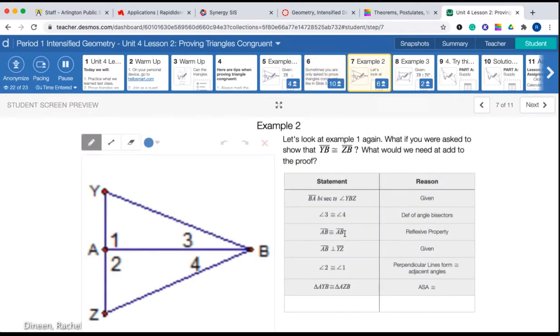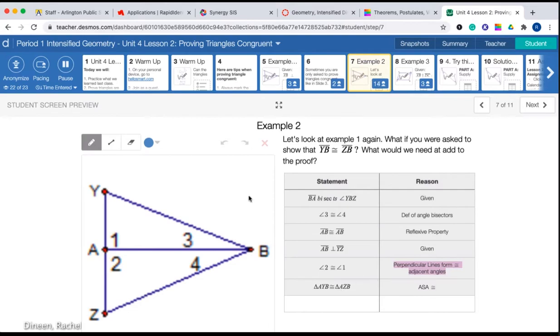So let's look at example 7. So this is the proof we just did. Okay, notice how I have a different reason for angle 1 and angle 2 being congruent, which is totally fine because remember I've said in the past that there are often more than one way to approach a proof.